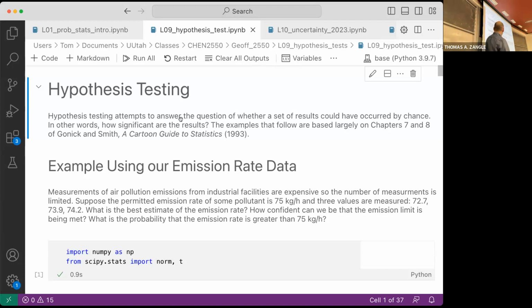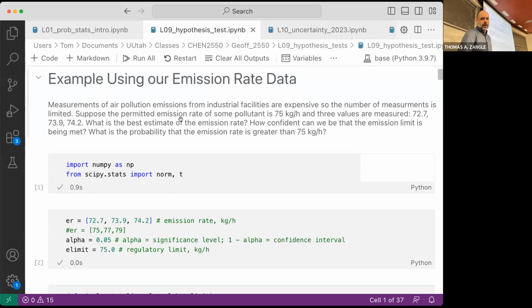So the major idea of hypothesis testing is trying to answer the question of whether a set of results could have occurred by chance. Another way of phrasing this is how significant are the results. So we're going to come back to this example here, and I believe this is code that we saw in lecture 8 as well. And we've seen this example now multiple times.